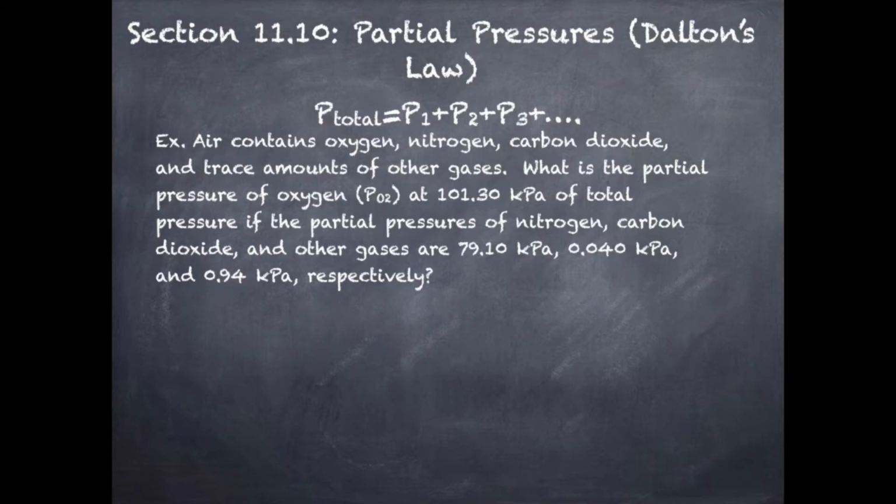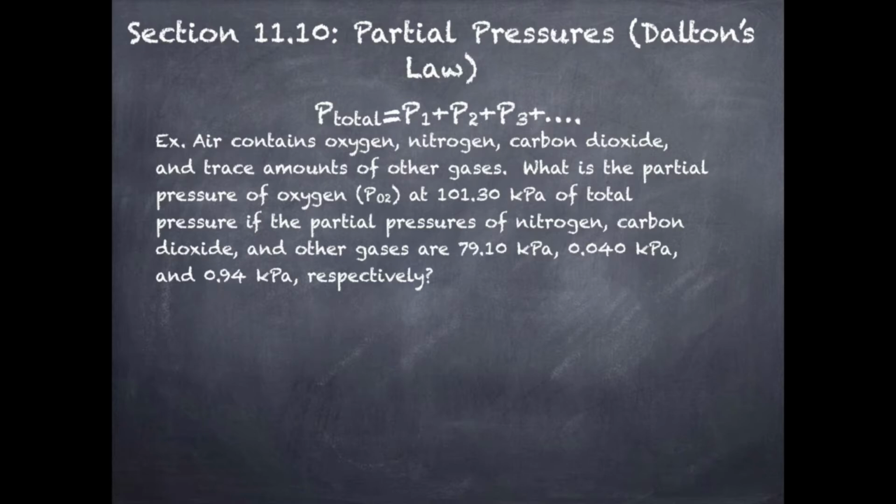It tells you air contains oxygen, nitrogen, carbon dioxide, and trace amounts of other gases. What is the partial pressure of oxygen at 101.30 kilopascals of total pressure if the partial pressure of nitrogen, carbon dioxide, and other gases is 71.10, 0.040, and 0.94 kPa respectively?